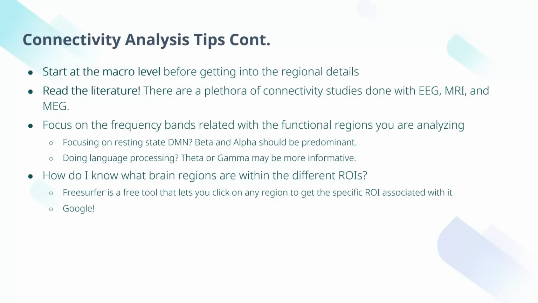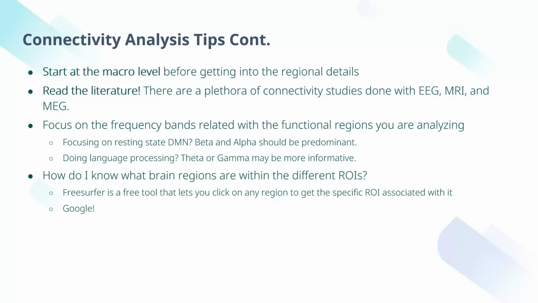And then how do I know what brain regions are within the different regions of interest, these 68 regions of interest that we focus on? Sometimes you're going to see something in the literature talking about a region that's not actually one of these 68 regions of interest, because different atlases use different definitions of what these parts of the brain are. One free tool you can use is called FreeSurfer. It's developed by Harvard, and if you can get it running, it's really nice.